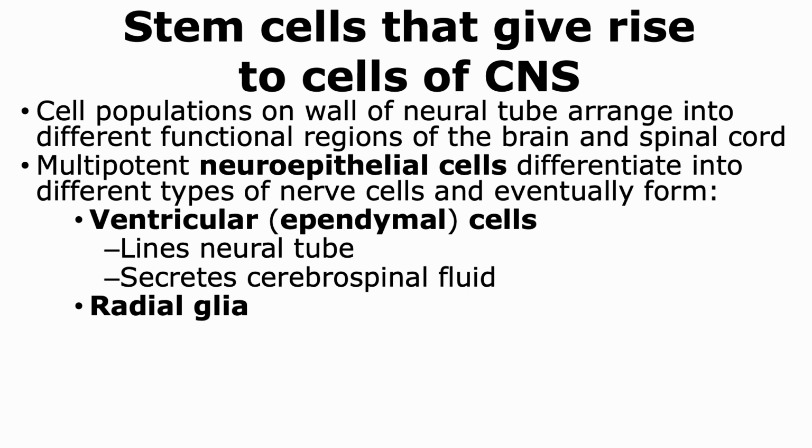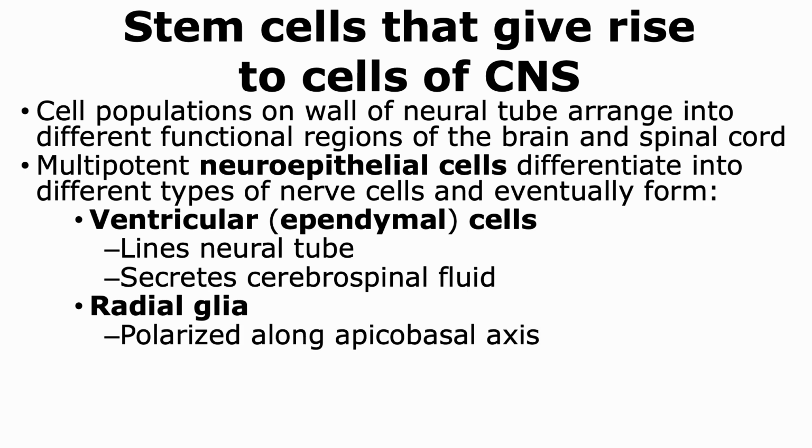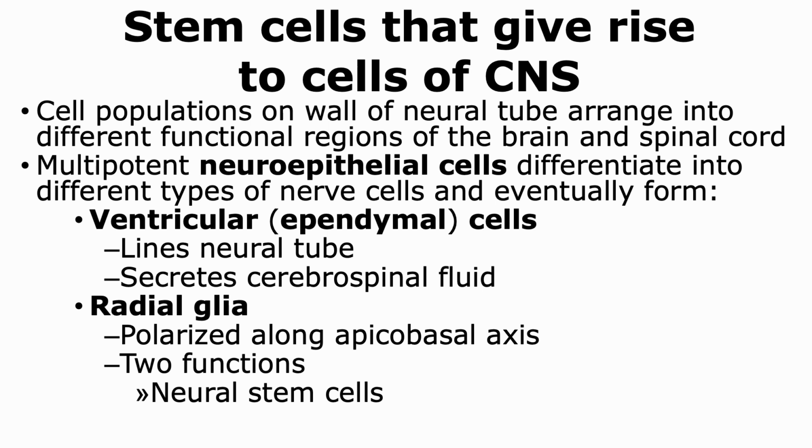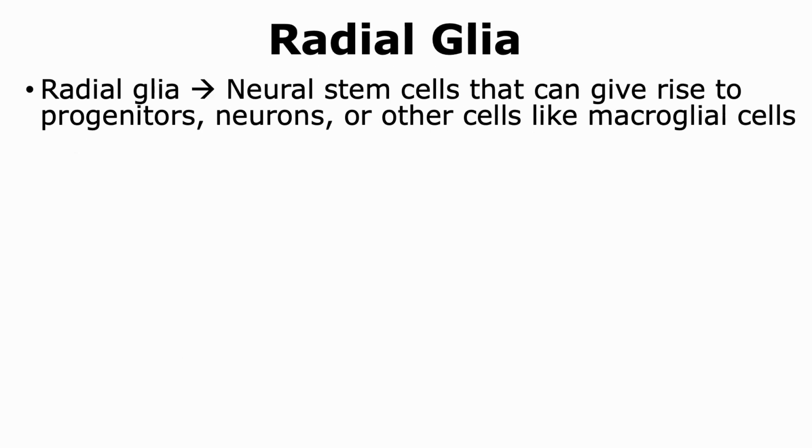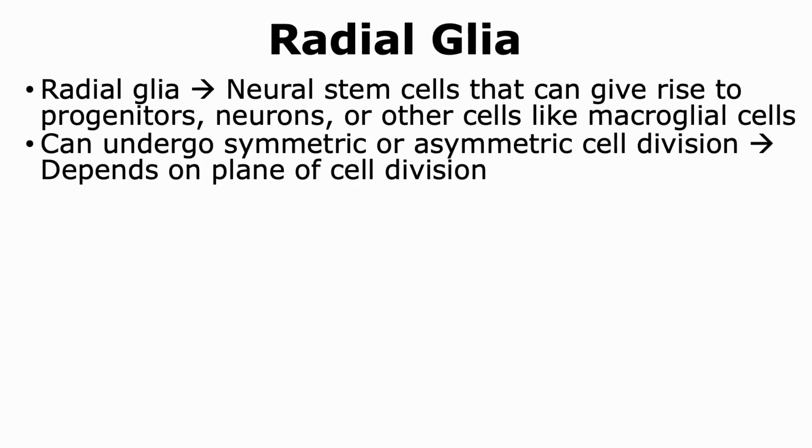And the other set of cells that the neuroepithelial cells can form are radial glia. Radial glia are stem cells that show polarization along the apicobasal axis, and they have two main functions, and one of them is to act as neural stem cells, and the other main function is to provide a scaffold that allows the migration of other cells to give rise to the central nervous system. Radial glia are the neural stem cells that can give rise to progenitors that ultimately differentiate to form neurons and other cells like macroglial cells.